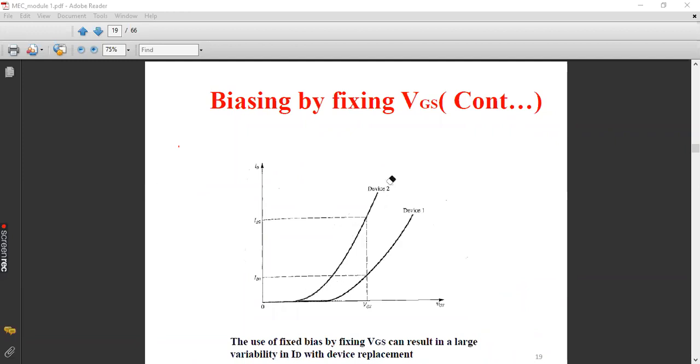You can see that device 2 has already started its conduction earlier when compared to device 1. That is, for a small VGS, device 2 has already started its conduction, whereas device 1 needs more positive voltage in order for the conduction to take place. Why so?